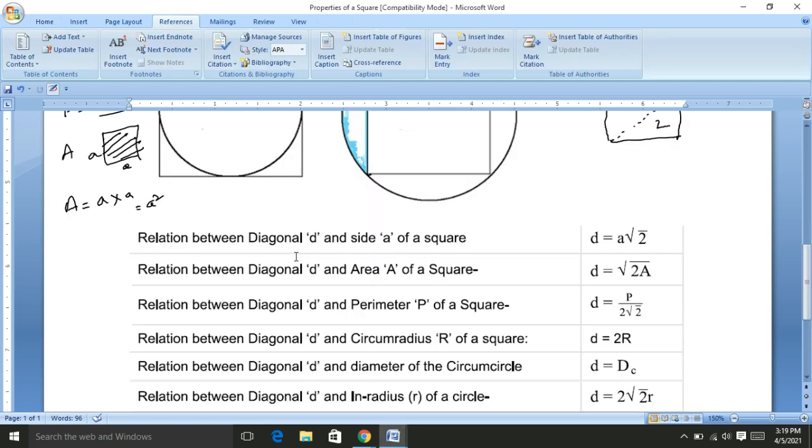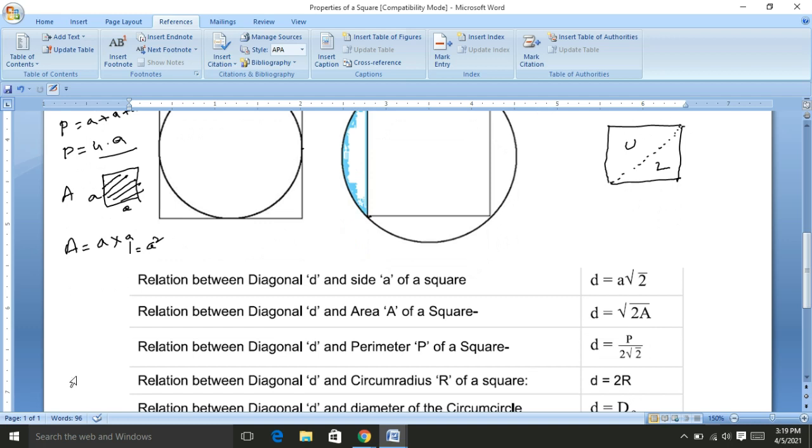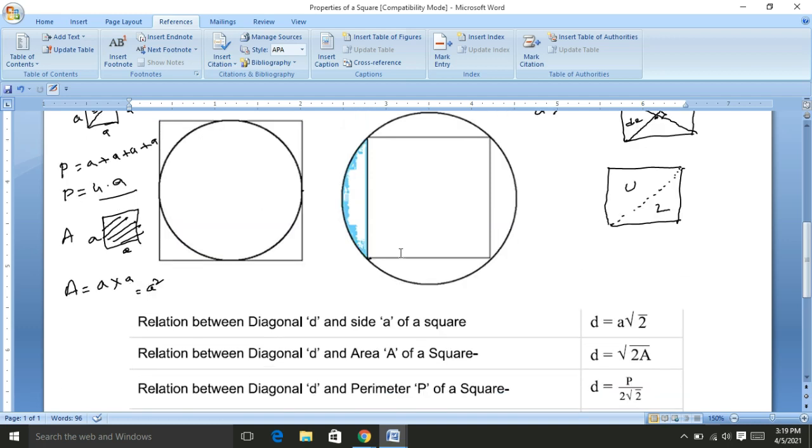So again, the next formula is the radius of the circumcircle. What do you mean by the circumcircle, right? Actually, here I am going to explain. This is the diagram. So this is the circumcircle. The radius of the circumcircle is d equal to 2r. We know the diagonal value d of the square. Then we are able to calculate the radius of the circumcircle. So let us consider this is the midpoint of the circle. Then this is the radius r, right?